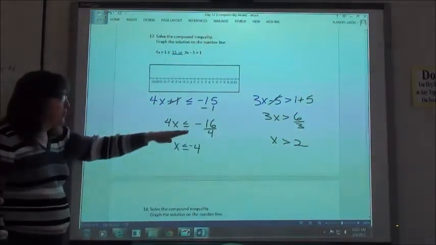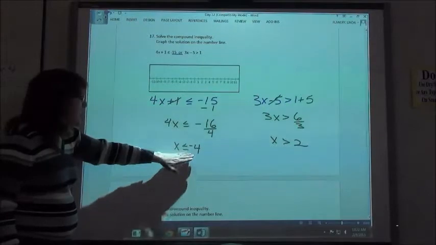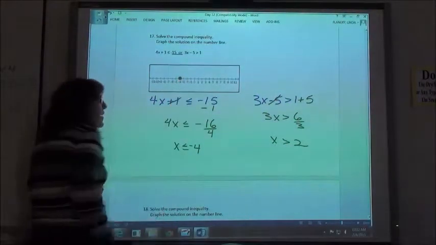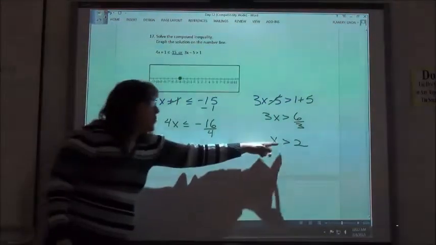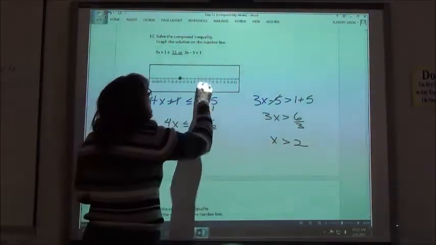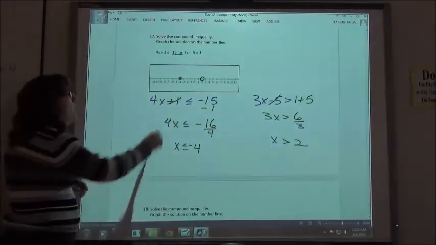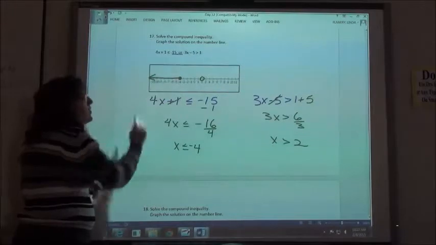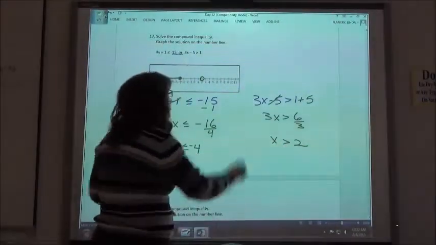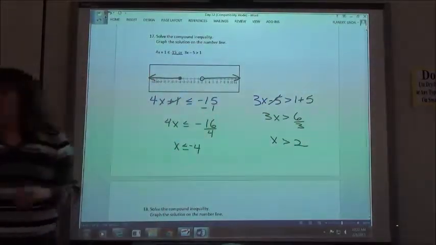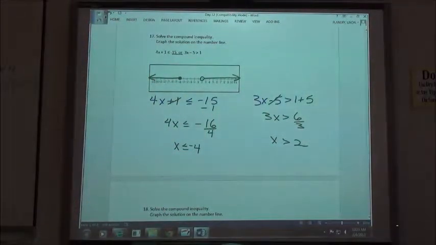I do my end marks first before I do any shading. This one has the equal to bar, so on the -4, I have that filled in dot. This one doesn't have the equal to, so on the 2 I have my open circle. Less than the -4 means I'm going to the left. Greater than the 2 means I'm going to the right. And you can see that since it was an or, you ended up going in the 2 opposite directions. Ors always go the opposite direction, and is in the middle.